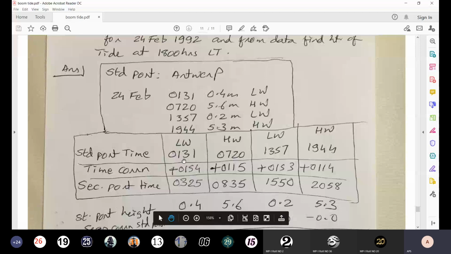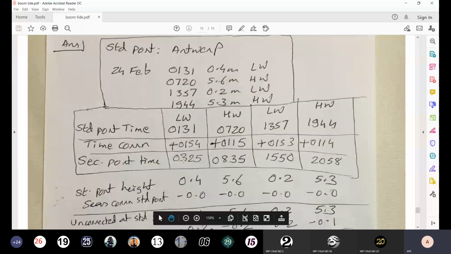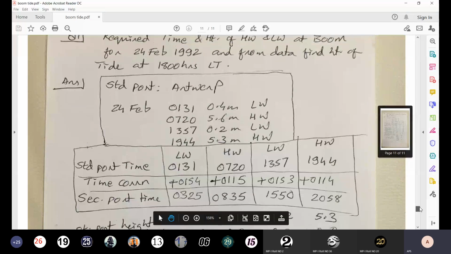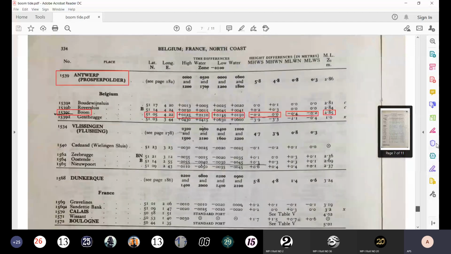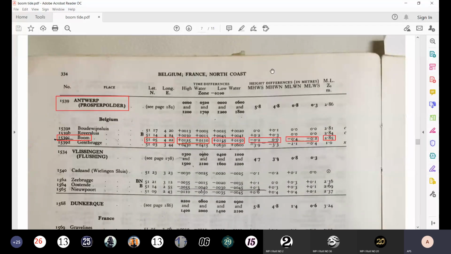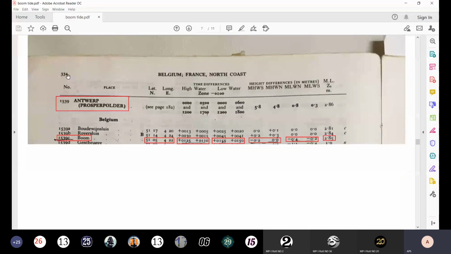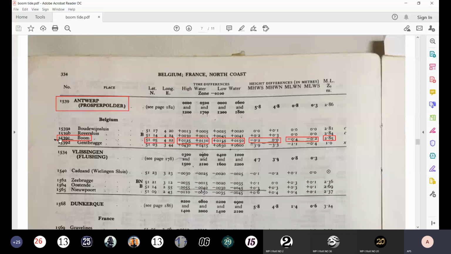Okay, so now we will go back to those corrections which we had seen in part 2. So come back to that page where we saw the corrections. See the time difference corrections, height difference corrections. So come to this page number 334 and come to this Boom and come to these columns, 2 columns for high water. These 2 columns are for high water under time difference. Time difference has got 4 columns. 2 columns for high water, then next 2 columns for low water.